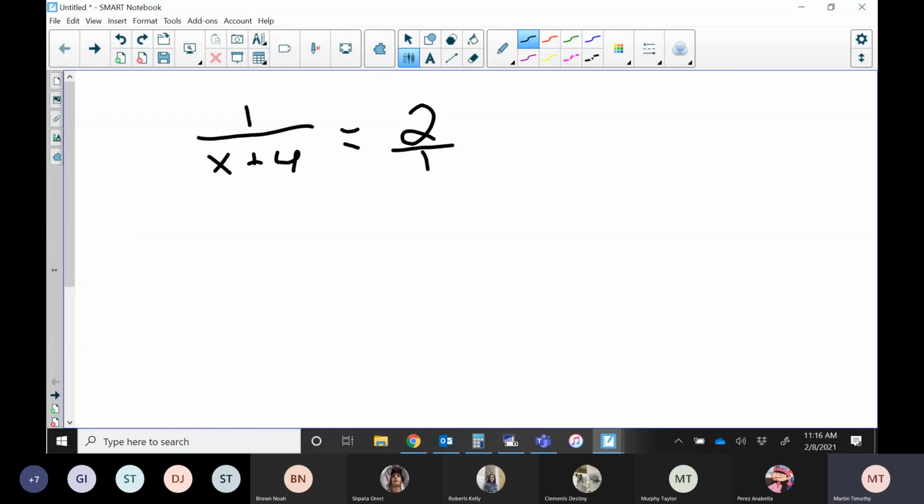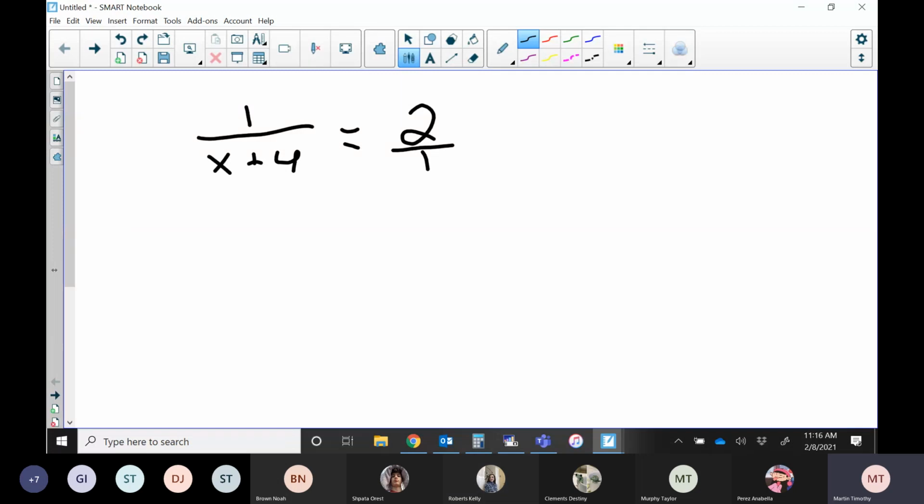Does anyone see something? Before I cross multiply, I want to talk about this. Does anyone know about anything that is not written, but is there, and is actually going to be very important for when we go to cross multiply?